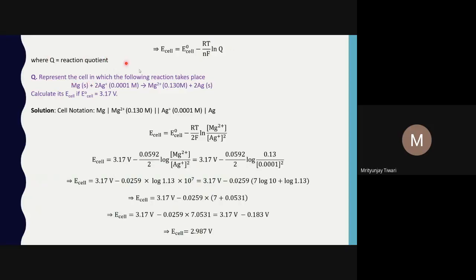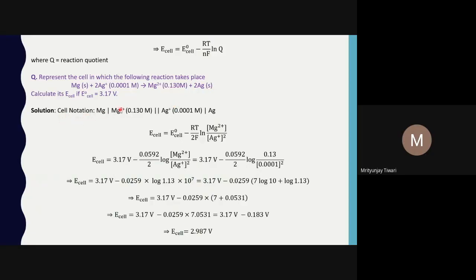So Q here is the reaction quotient. Now the question is: represent the cell in which the following reaction takes place, and calculate its E cell if E naught cell is 3.17 volt. This is the net reaction: magnesium solid reacts with 2 Ag plus, whose concentration is 0.001 molar, so its concentration is very low, and it gives Mg2 plus, with concentration 0.13 molar, and 2 Ag solid.